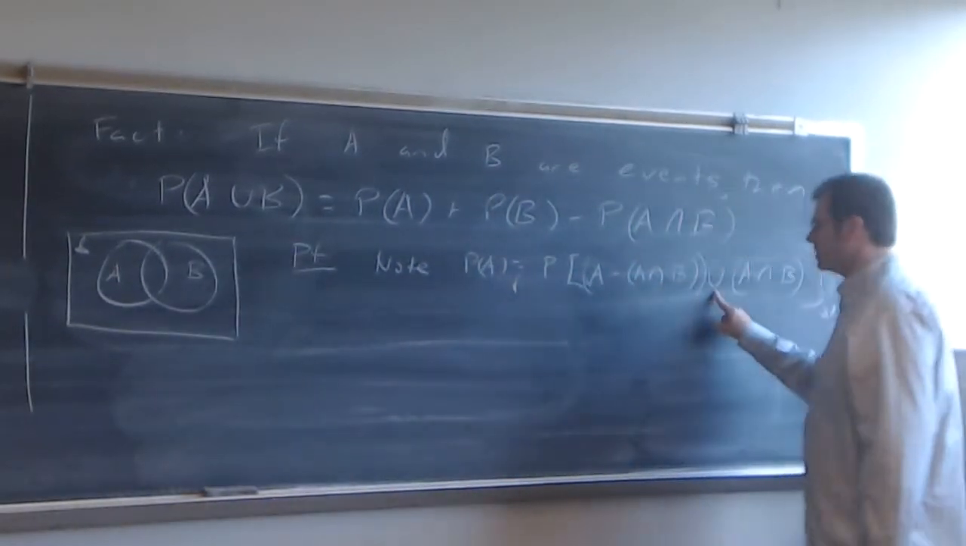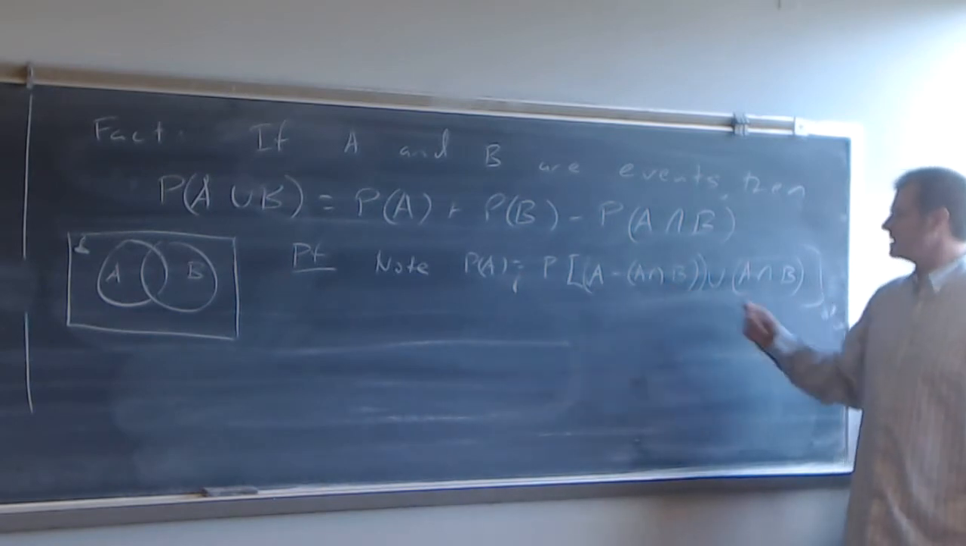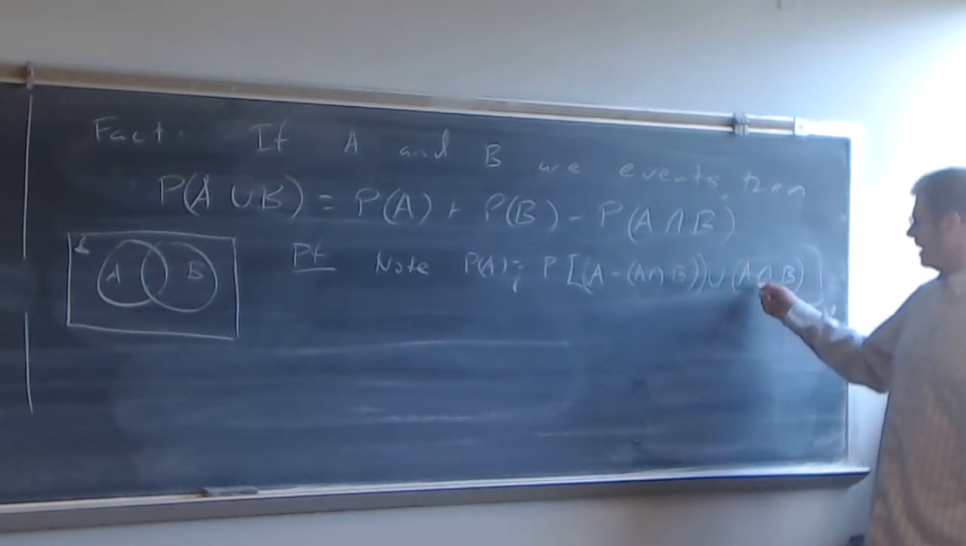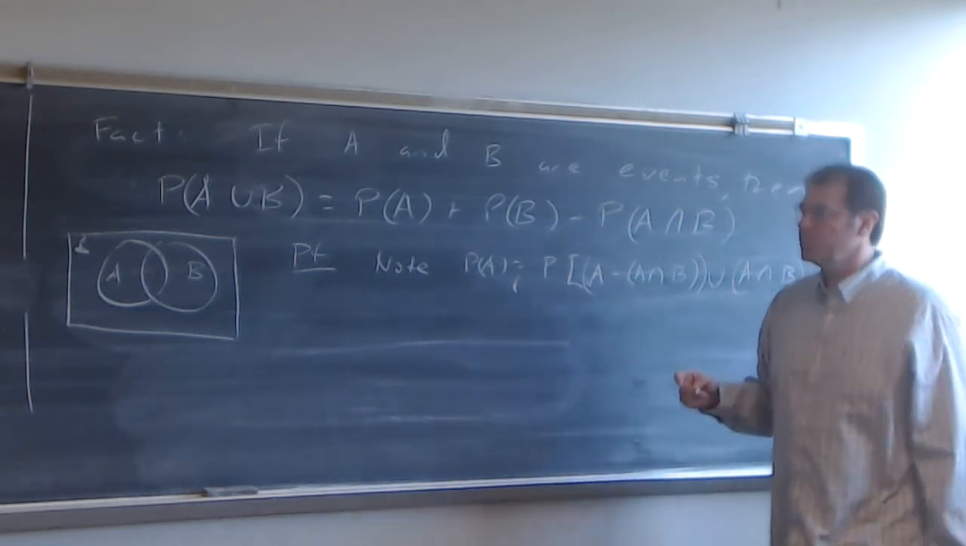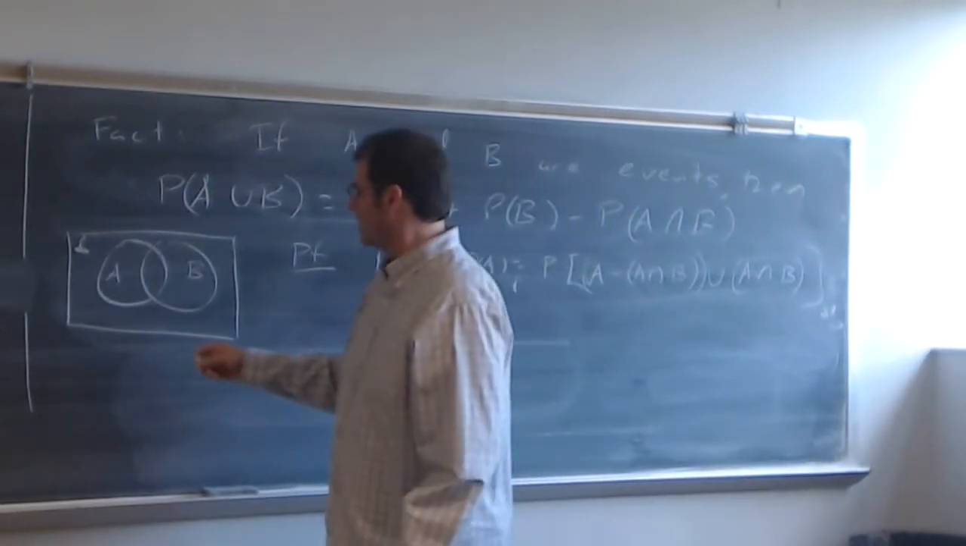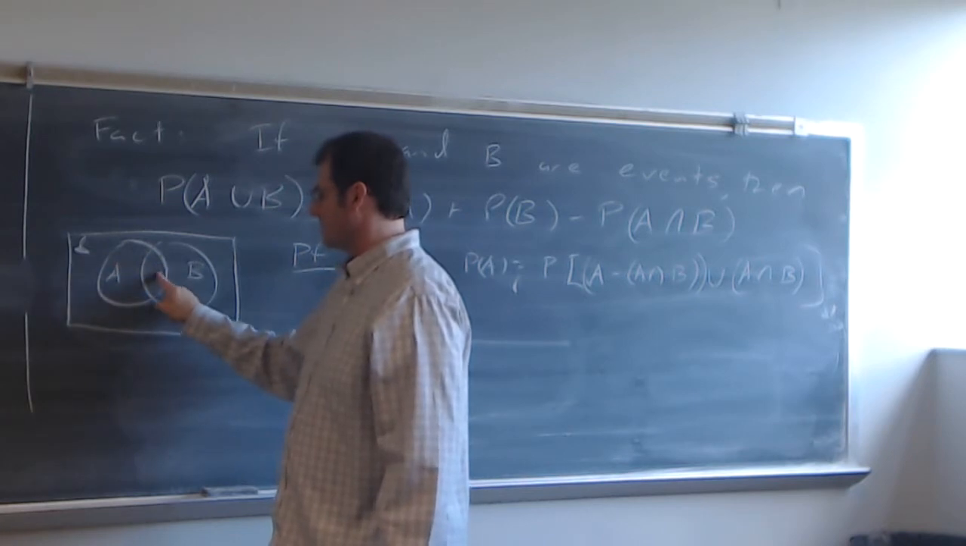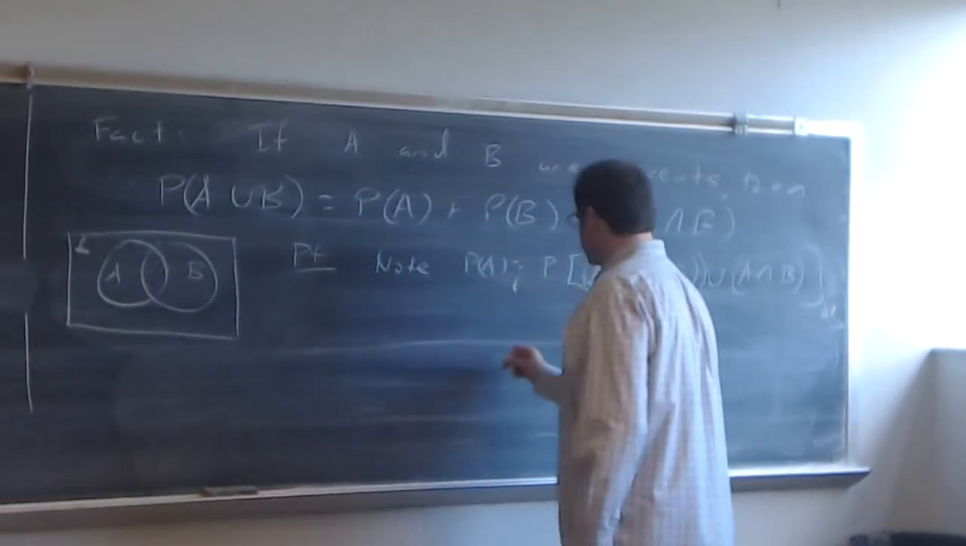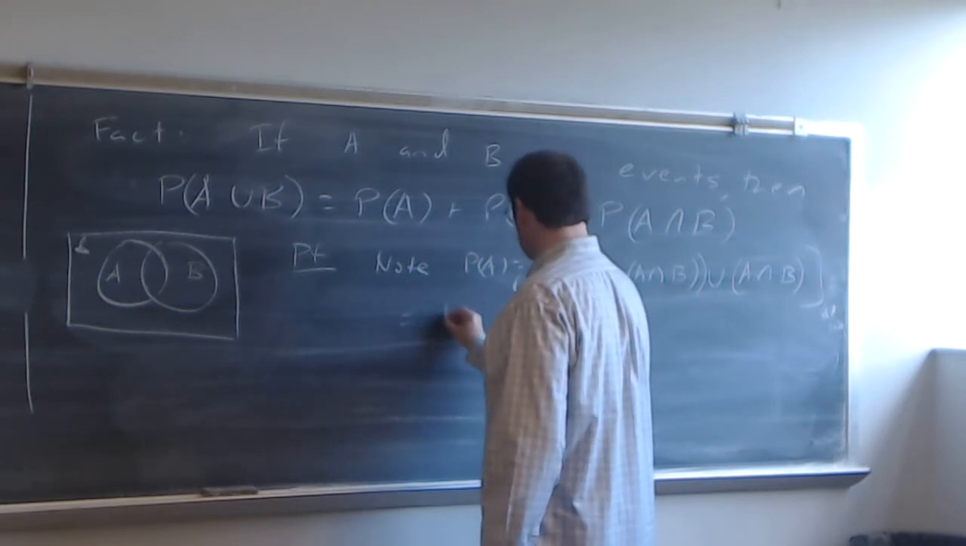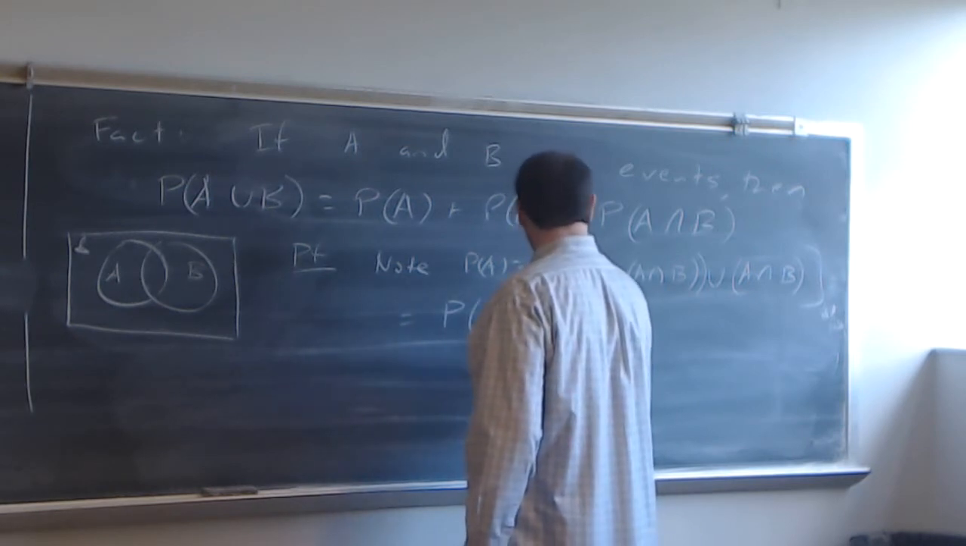Now, this is a union. And what we notice is that A minus A intersect B and A intersect B are mutually exclusive events. That is, their intersection is the empty set. So the intersection of this and this is nothing. So when we take the probability of a union of mutually exclusive events, that's the sum of these probabilities.